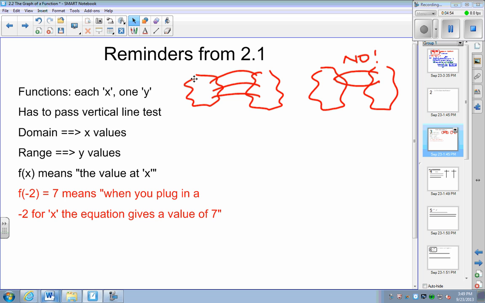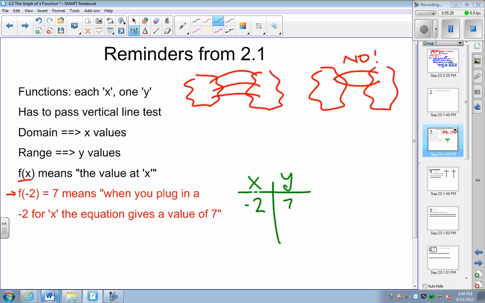We know domain is x values, we know range is y values. This notation, f parentheses x, is the value at x. So if you see something here, f of -2 equals 7, what it means is when you plug in a -2 for x, the equation gives you a value of 7. Think about a t-chart. Here's x's, here's y. You plug in a -2, it gives you a 7. These are x's, this corresponds to the y.